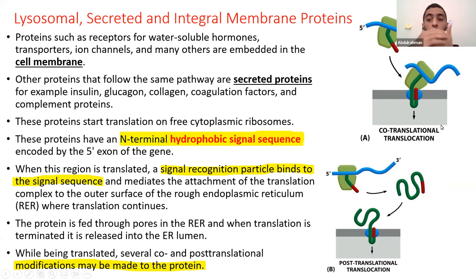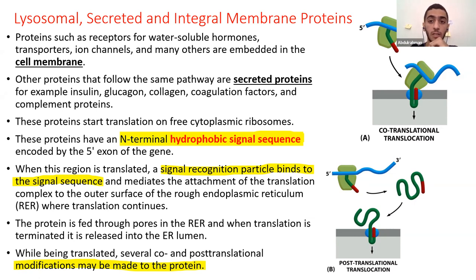Now, the process of synthesizing these proteins completely in the free ribosomes will be referred to as post-translational, because we translated the sequence and made the protein, and then once it's made, we are translocating it. And for the endoplasmic reticulum, where the proteins are going to be secreted outside the cell, it is going to be referred to as co-translational.